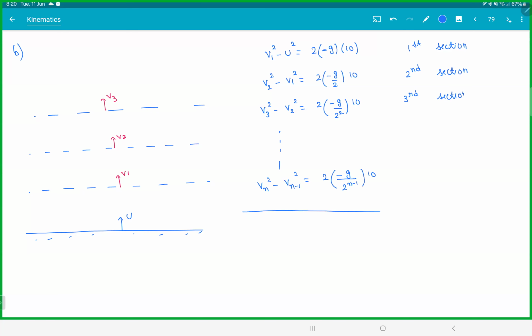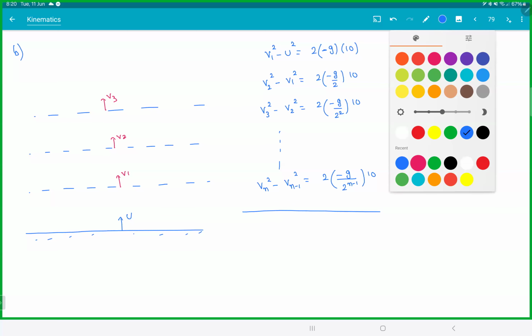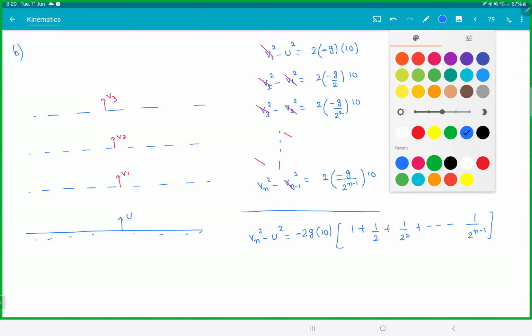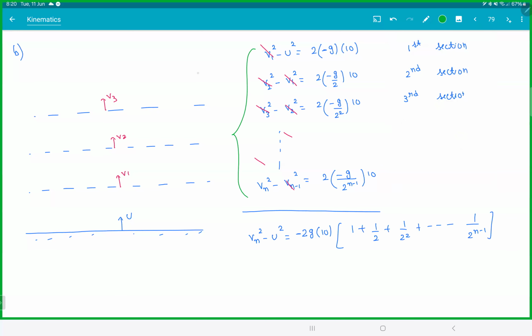Now, if you add all these things, you will see something interesting. v1 square will cancel, v2 square will cancel, this will cancel, this will cancel. You can't solve them individually, but when you add all of them, they all go off. You end up with vn square minus u square will be 2 g and 10 common with a minus sign, and you're left out with 1 plus 1 by 2 plus 1 by 2 square, and so on till 1 by 2 to the power of n minus 1. These kind of functions, they have a name for it. They're called telescopic functions. Ever heard that word? There's a name. When you add functions like this and they cancel it out, they call them telescopic functions.